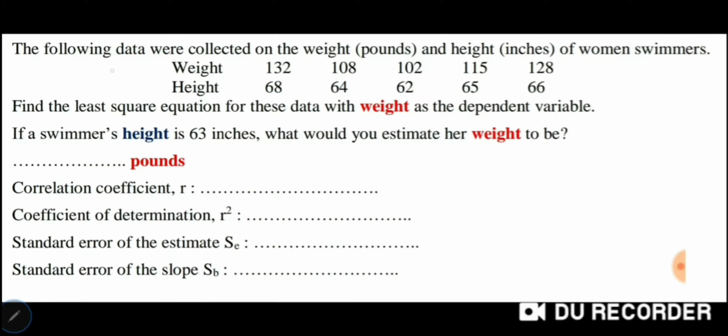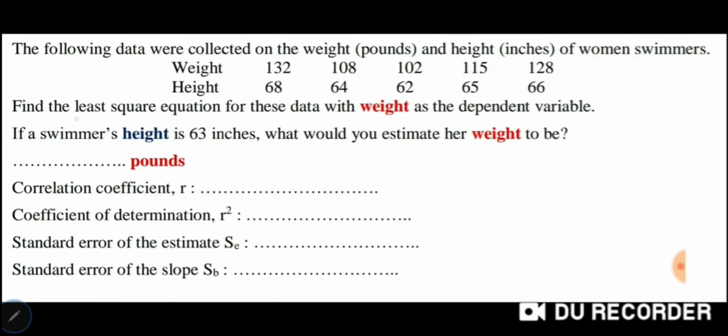And here again, the data are weight and height, two variables, the population, women swimmers. The displayed data are a sample. So how many women, weight and height pairs? 1 2 3 4 5 pairs, 5 women, sample, with variable names weight and height, measurement units pound and inch, level of measurement ratio.